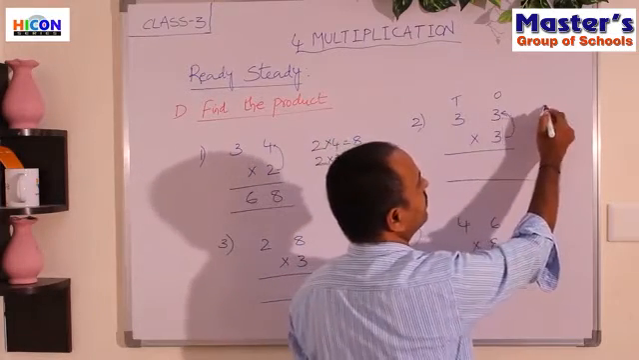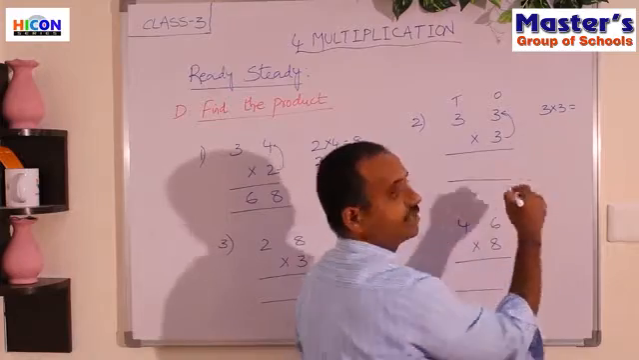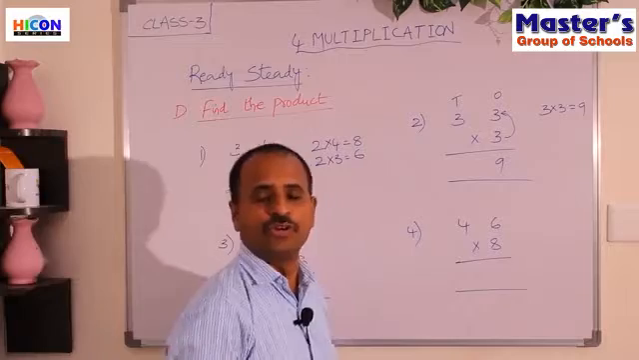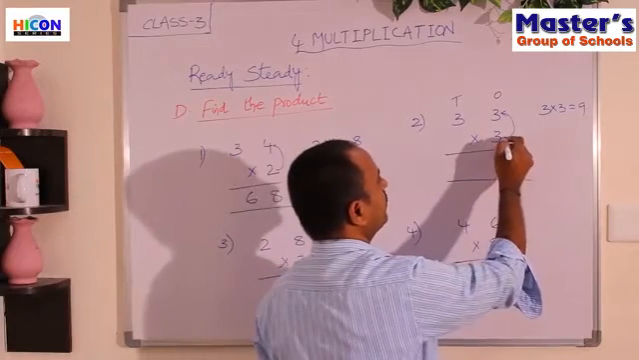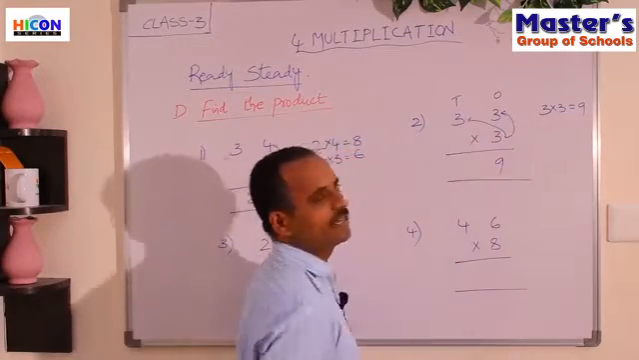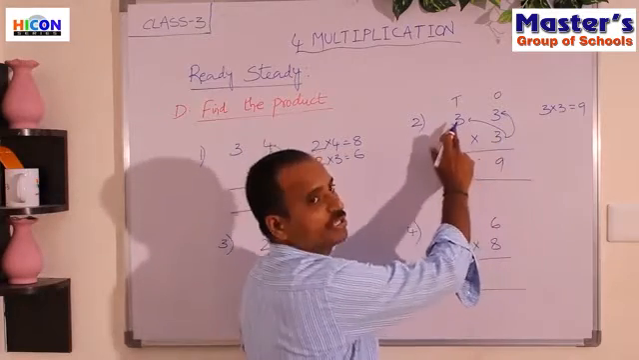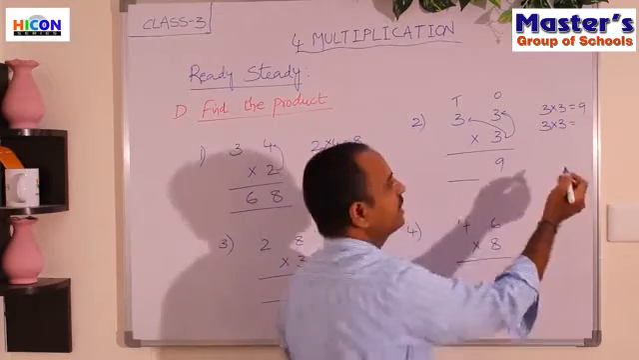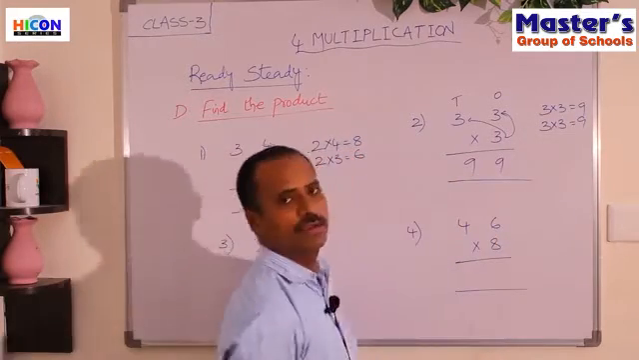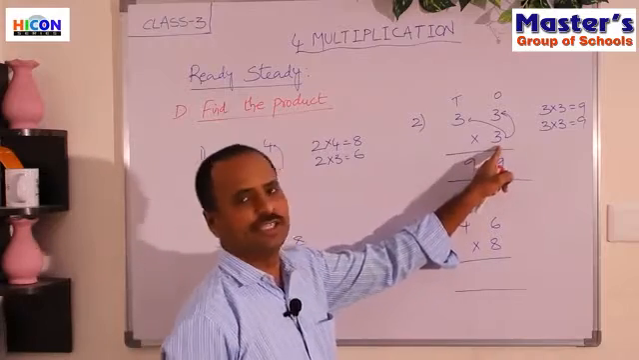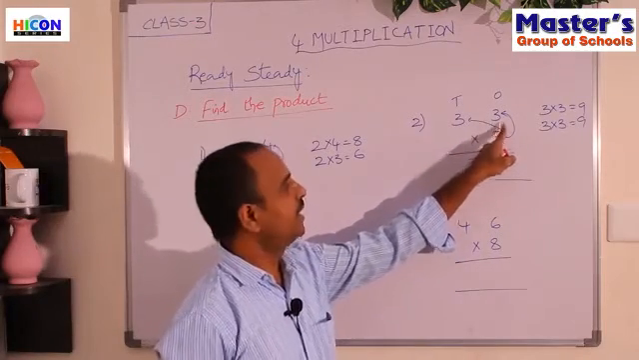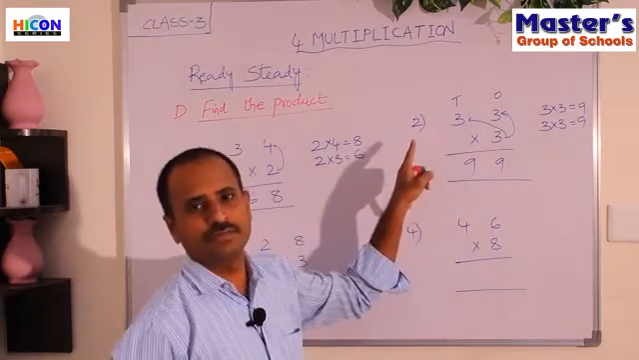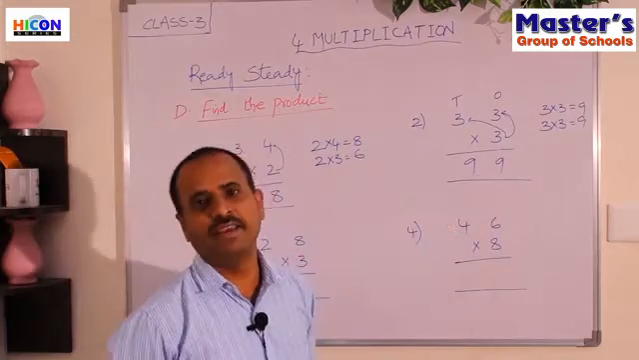So 3 into 3. Children, how much? 3 3s are how much? 9. So write 9 here. Next go to the tens place. Now multiply with the tens place. That means again 3 3s are, since 3 is present in the tens place. 3 3s are how much, children? 9. So write 9 here. So first we have to multiply the given digit with the ones place and again multiply with the tens place. If there is a hundreds place, then go to the hundreds place. So the product is 99.